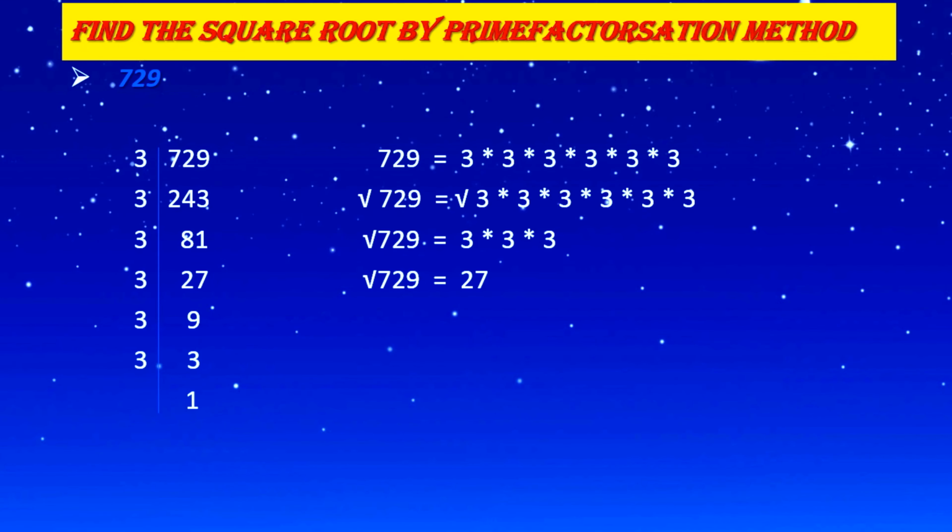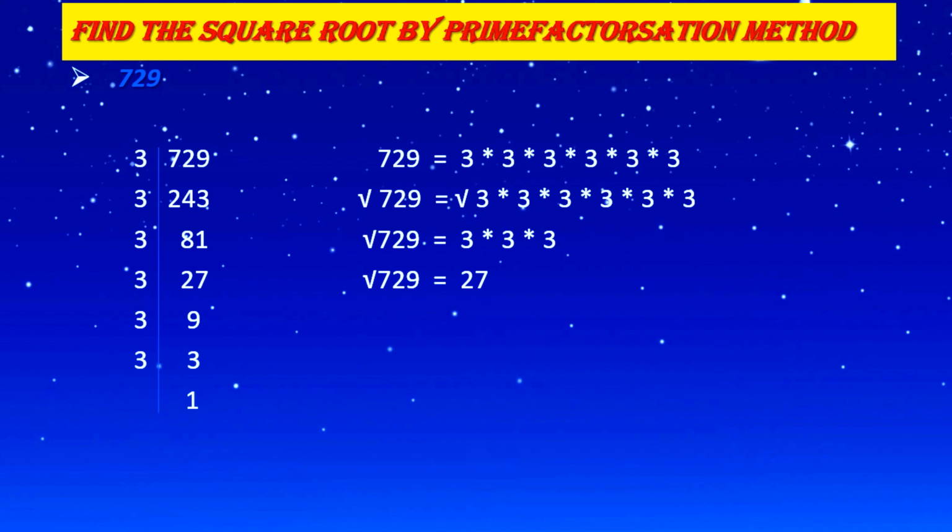Let's find the square root by the prime factorization method. Let's take the first example, 729. We open the prime factors of 729. 729 goes by 3, that is 243. Again 243 goes by 3, that is 81. Next 81 also goes by 3, that is 27. Again 27 goes by 3, that is 9, and 9 goes by 3, that is 3. How many 3s are there? 1, 2, 3, 4, 5, 6.